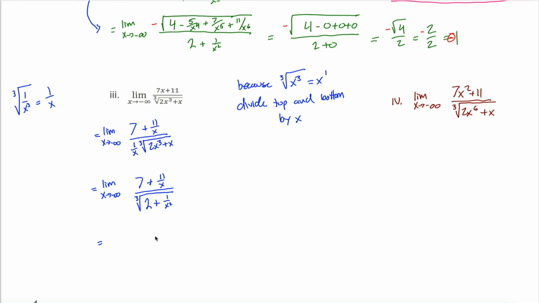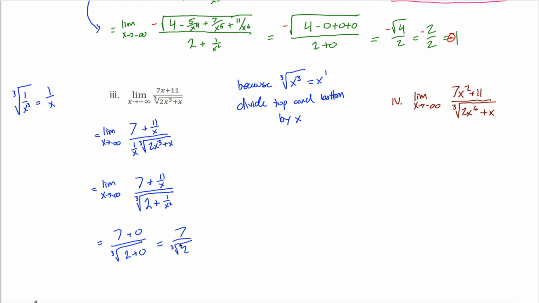At this stage, I can use my limit laws to evaluate each of these terms individually. I get 7 plus 0 divided by the cubed root of 2 plus 0. I get 7 divided by the cubed root of 2. At this point, you might be a little bit nervous. You're like, right, but is that the right answer with these radicals? Now I'm all confused and not sure when I have the right answer and when I don't.